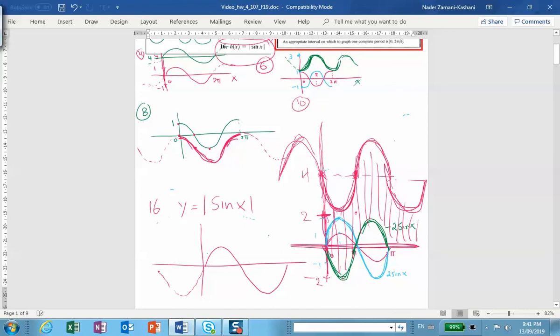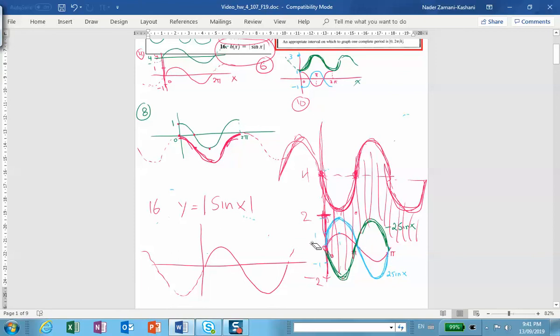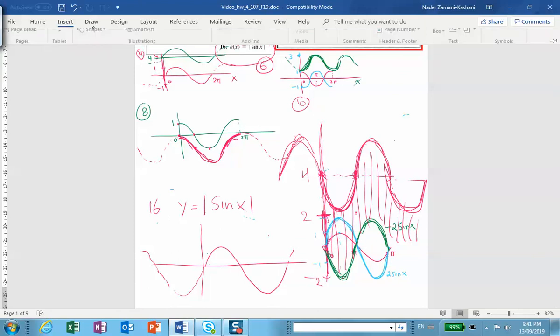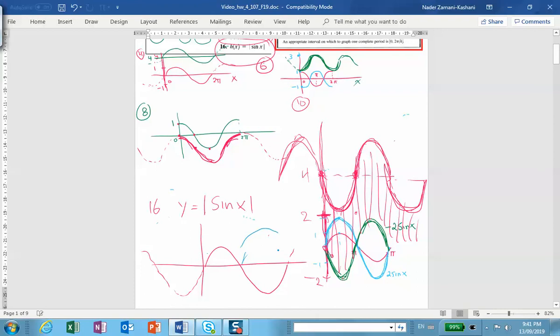So let me erase this thing on the side of this. On the side here too. So I'm going to erase this. Okay, good. So now we want absolute value of that. Absolute value of that means that anytime you have a negative value, make it positive. So the graph that you see is this. Absolute value of sine of x looks like that.